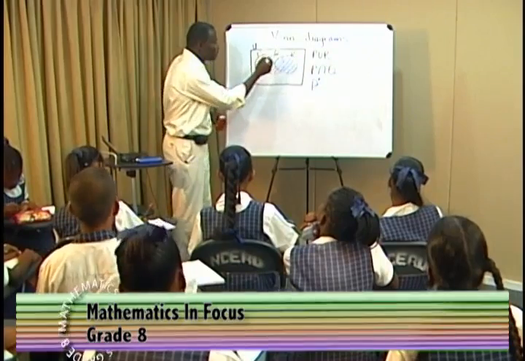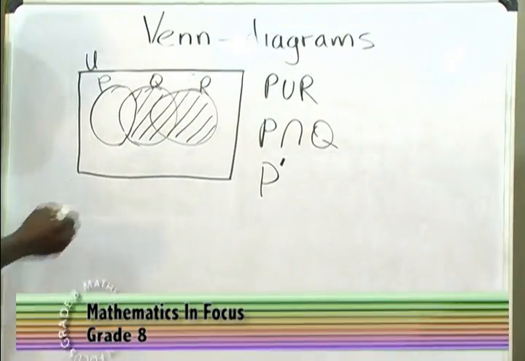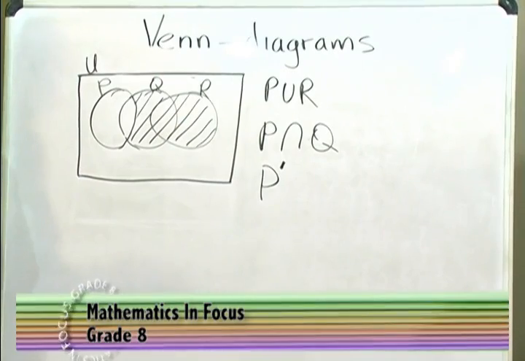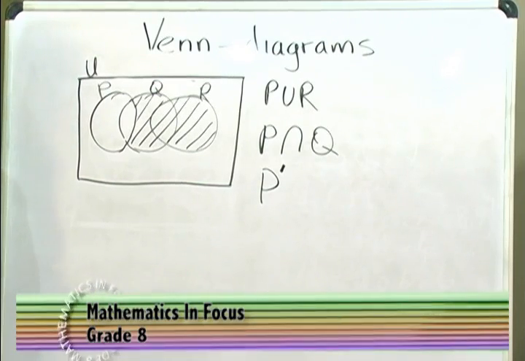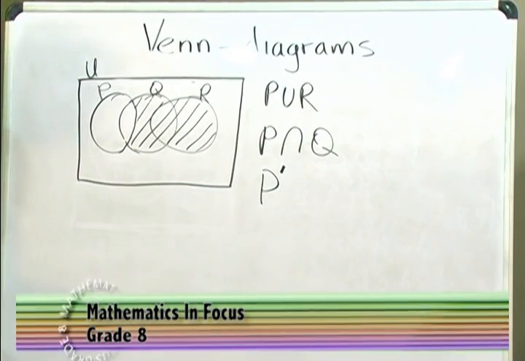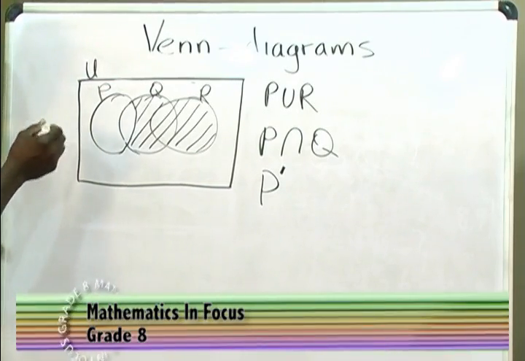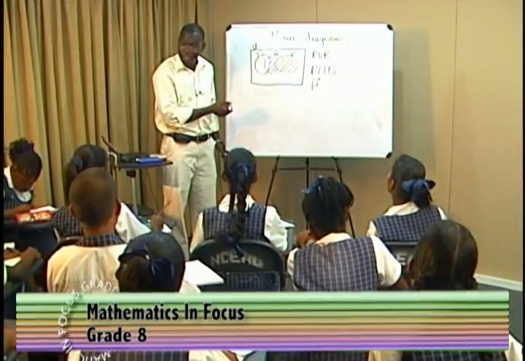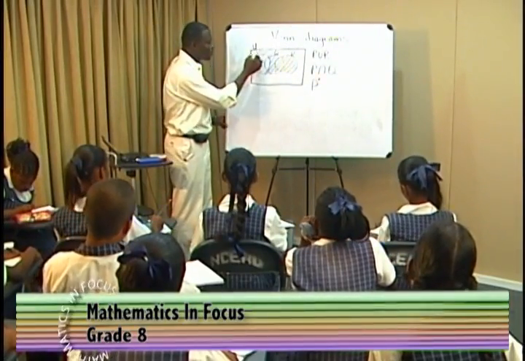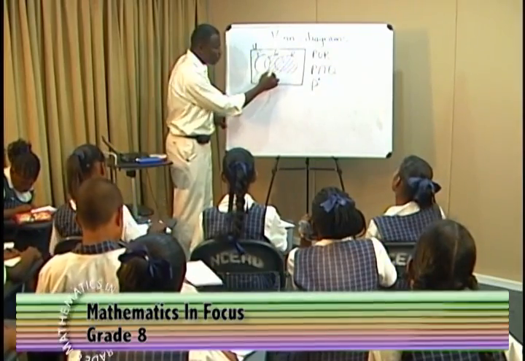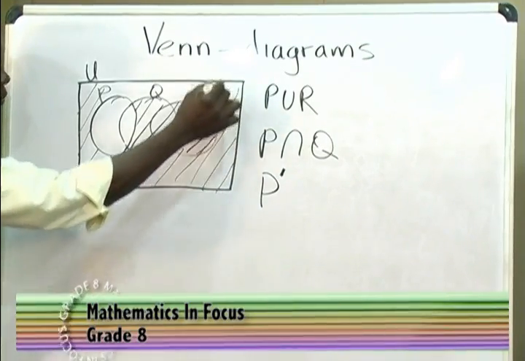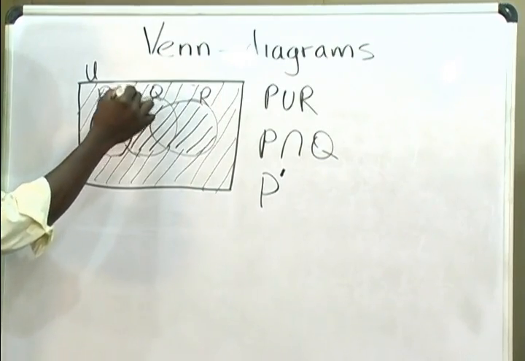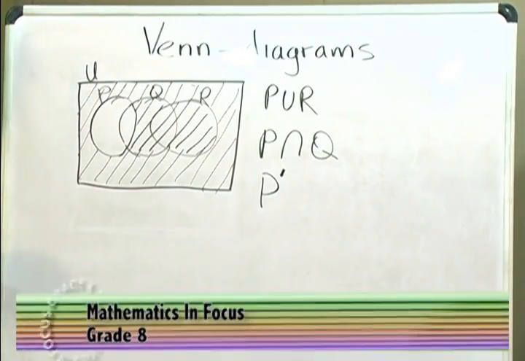So you agree to this? All agree to this? Yes. But I don't agree though. Sir will give us. Because P complement for me is saying to shade everything outside of P. And everything outside of P will be all here. Not only what is in Q and R, but everything out here will be P complement. Is that clear? Yes. Everything outside. Not only what is in the other two, but everything outside.